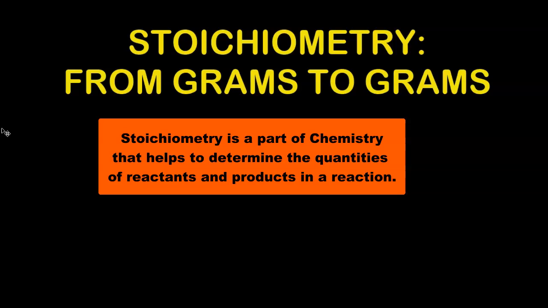Hey guys, in this video we will do stoichiometric calculations, and the example that we are going to use is to find the amount of grams of a compound in the product from the given grams in the reactant. As we all know, stoichiometry is that part of chemistry that helps us calculate the quantities of chemical elements or compounds that are present in a chemical reaction. So we will be using stoichiometry for this particular calculation.